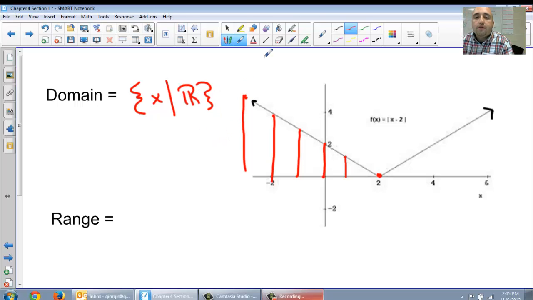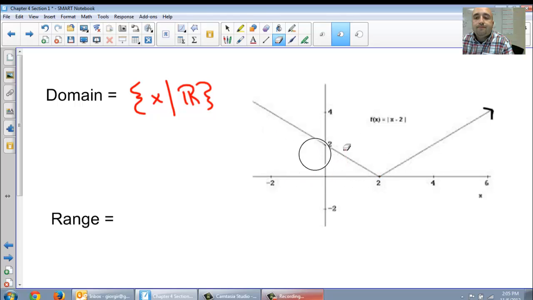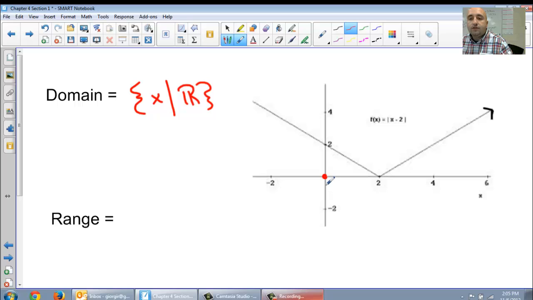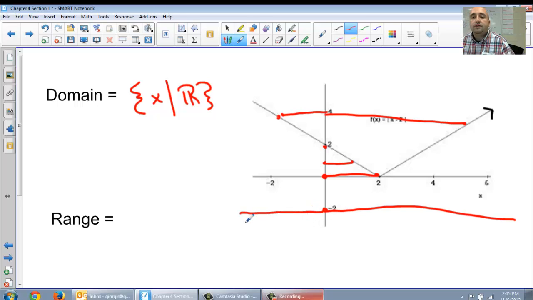Okay? Now let's try the y's. If I go to y equals 0, will it touch my graph? Yes, it does. Y equals 1 touches my graph. 2 touches my graph. 4 over here touches my graph twice. Now, what happens though if I go down to -2? Will it ever touch my graph anywhere? No, it will not. What about -1, which would be right here? Does it ever touch my graph? No, it doesn't.